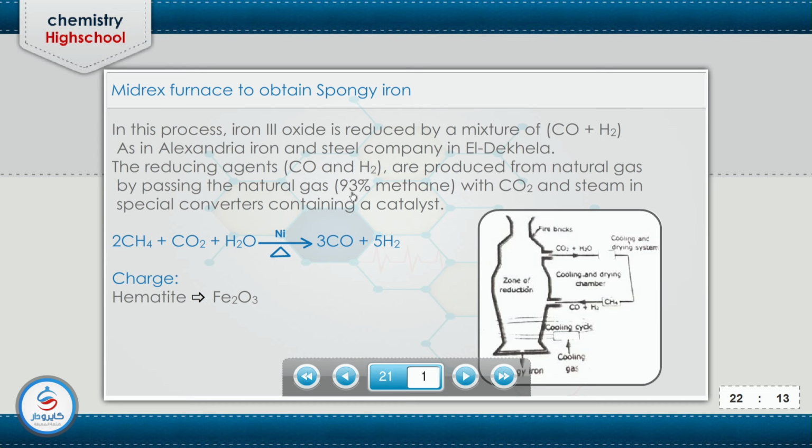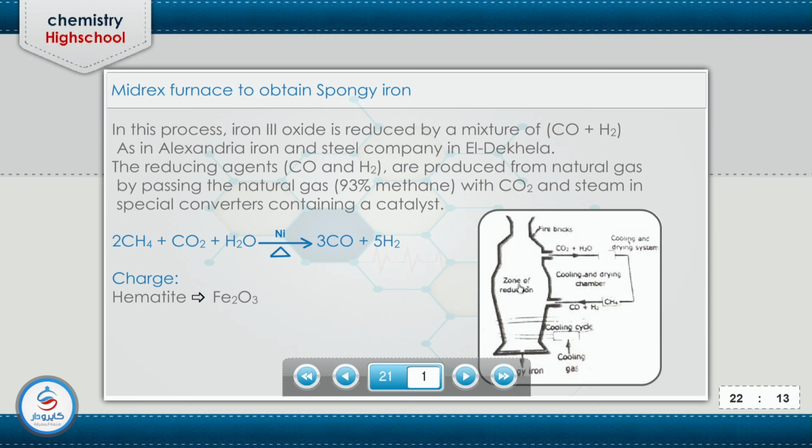By passing natural gas, which contains 93% of methane, with carbon dioxide and steam in a special converter containing a catalyst. So methane gas plus carbon dioxide plus H2O, in the presence of nickel as a catalyst and heat, produce 3 moles of carbon monoxide plus 5 moles of hydrogen.